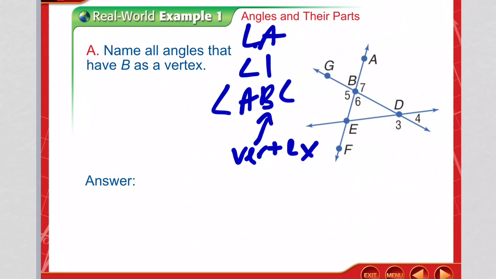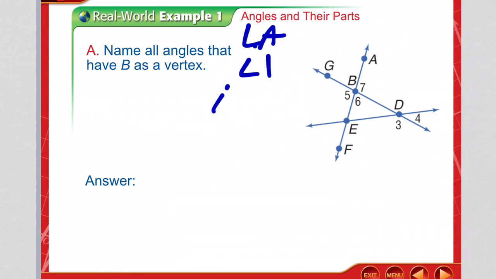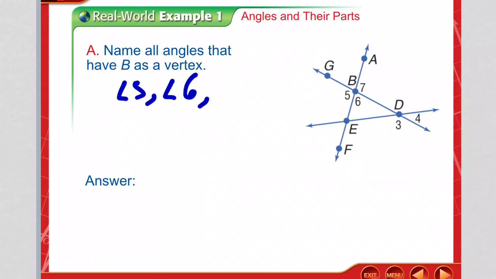So let me erase that, and let's go ahead and answer the question here. It says, name all angles that have B as a vertex. So if we're looking here, right here is B. It says, name all angles that have B as a vertex. So for example, they made it real nice for me. I have some numbers here. B's a vertex there, and here, and here. So I can use the numbers to name it, and I could say angle 5, and angle 6, and angle 7.